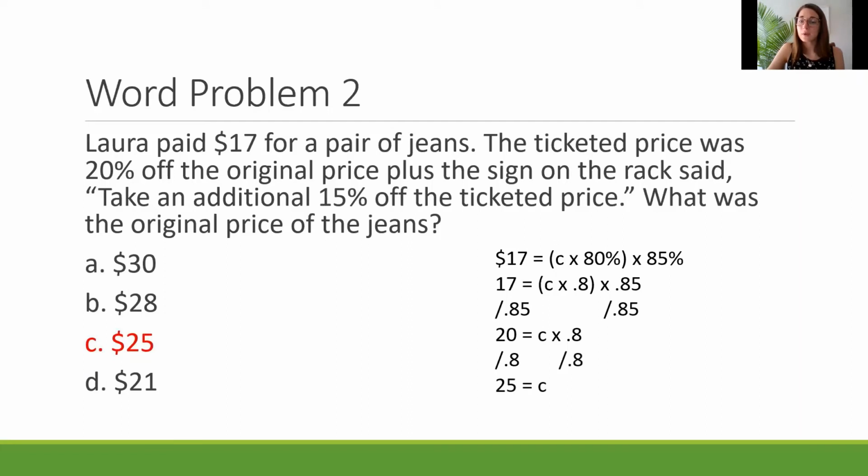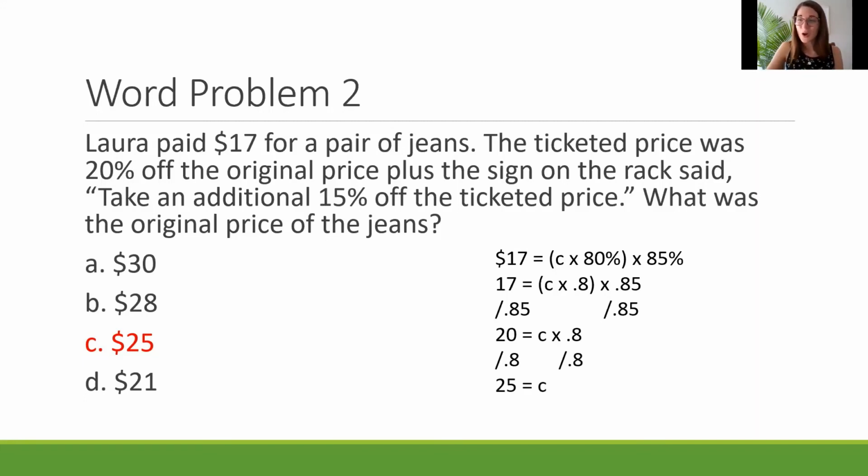Now, if I want to get rid of that 0.8, I need to do the same thing, and I can get C to be by itself. So again, if I had times 0.8, now I need to divide by 0.8 on both sides. And 20 divided by 0.8 is 25. And that is the total cost, or the original price, of the jeans.